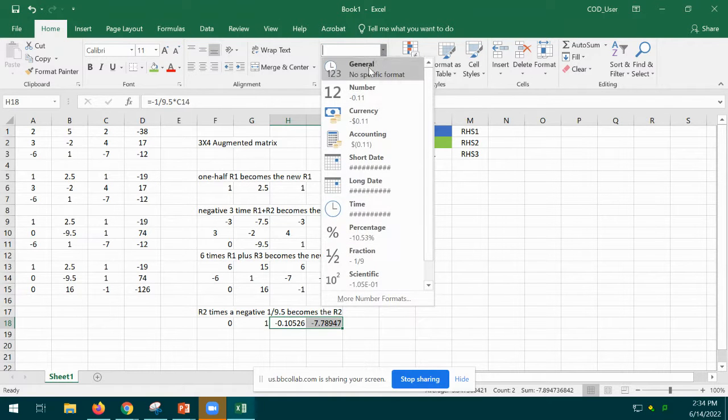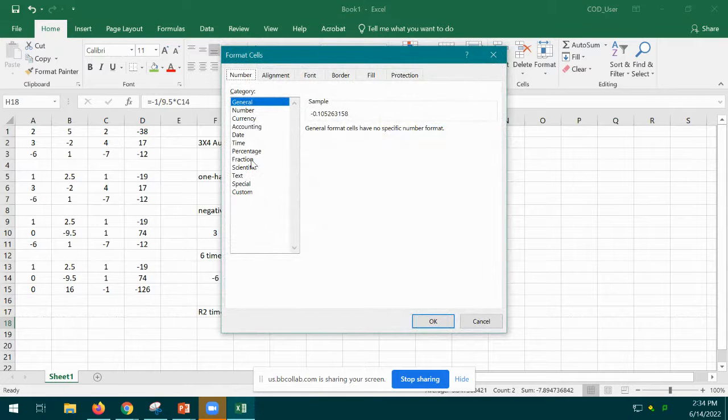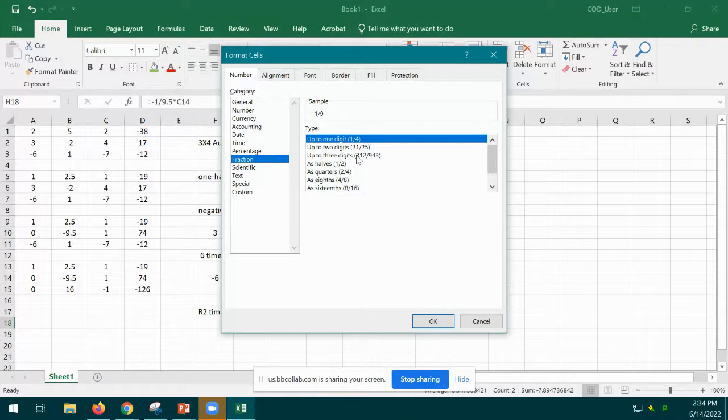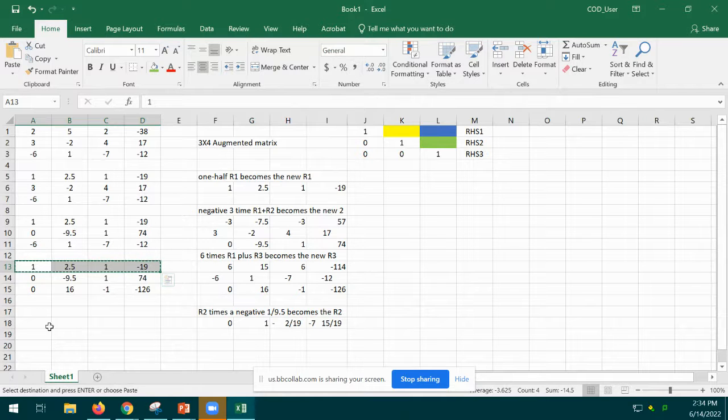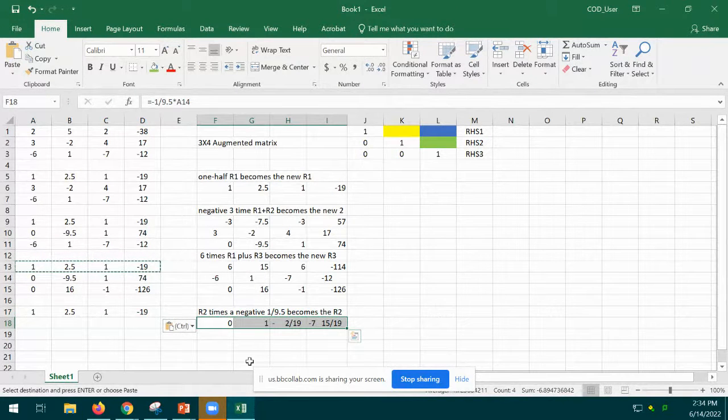All right, so I'm going to try to change the format of these to be fractions. I was hoping this would be good. Maybe it still will be. More number formats. I'm going to do bigger fractions. I'm going to do as many digits as I can, and we'll see how that works. That works okay. So you see I've turned those all into fractions, and this becomes the new row 2. You see row 1 has not changed. This is the new row 2, and I've made these into fractions, which is good, because these will be exact answers.